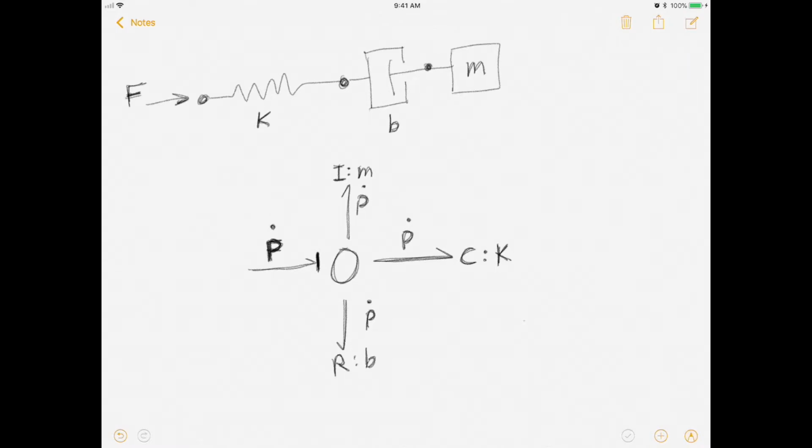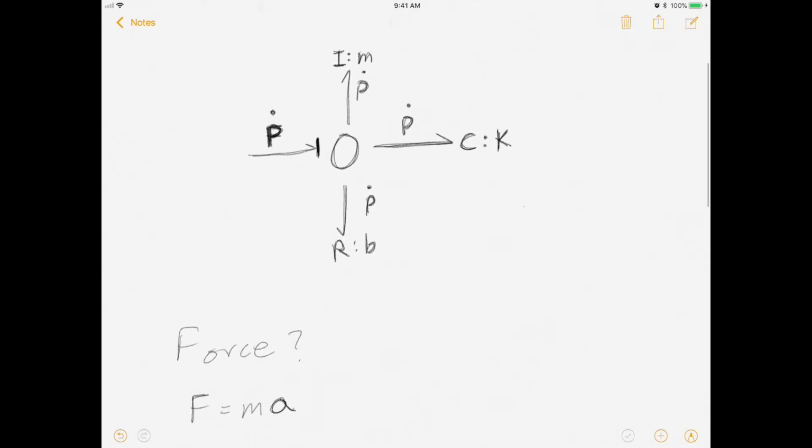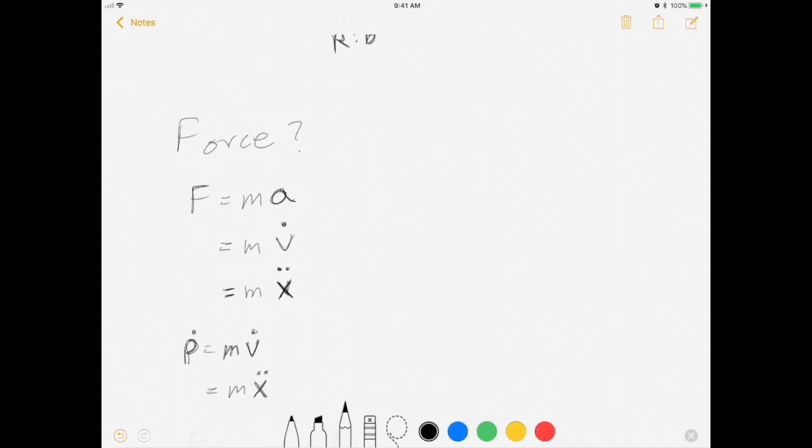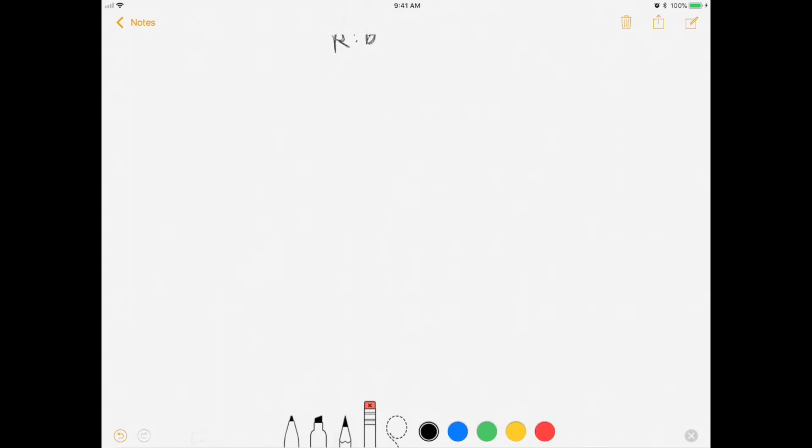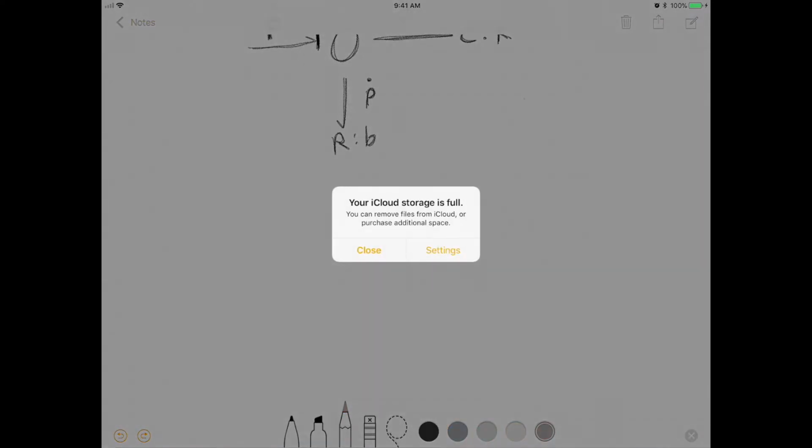Next, we're going to be going over each of these individual components, and I'm going to show you how I find flow from effort. Well, flow in the translational sense is velocity. Effort in the translational sense is force. So, let me clean this board right here, and let's take a look at this resistor right here. I'm going to be using red right here. Resistor.